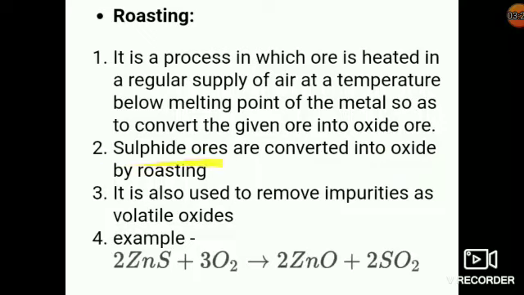So the roasting method is useful for metal sulfide ore. Metal sulfide ore is converted into metal oxide ore by the roasting process. It is also used to remove impurities as a volatile oxide. One example is zinc blende, ZnS. It is a zinc sulfide, the sulfide ore of zinc. It is heated in excess of oxygen. You get zinc oxide and sulfur dioxide. Sulfur dioxide is the impurity. The sulfur impurity is removed as sulfur dioxide. It is a gas and hence it is said to be a volatile oxide. So the impurity is removed as a volatile oxide. So this is your roasting process.